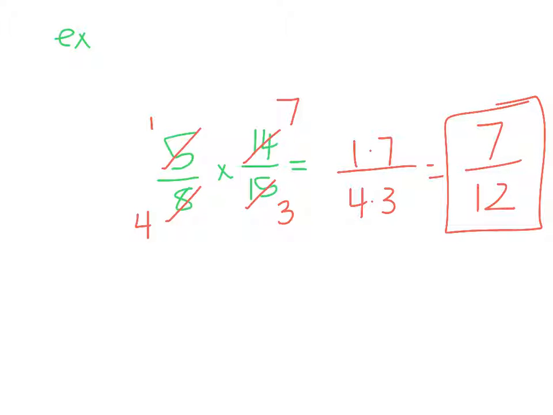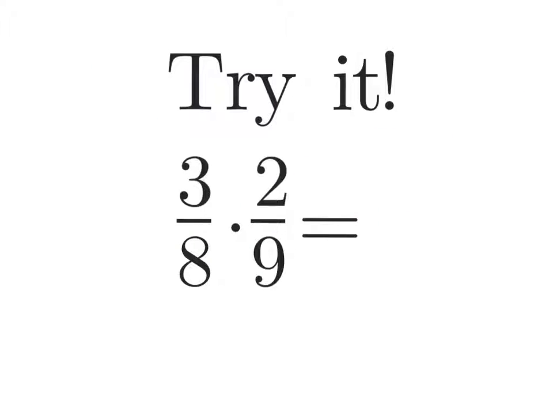So this is, again, just a way to avoid simplifying the product. You can simplify before you multiply. Let's see, here's a try it problem. I used the dot for multiply. I want you to look at this and see if you can simplify. You can do either the first way or the second way. Okay, I'm going to show you the cross-cancel way, even though you could have done the other way.